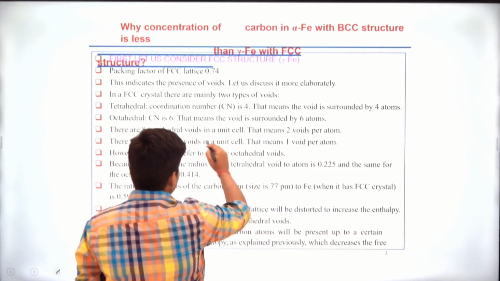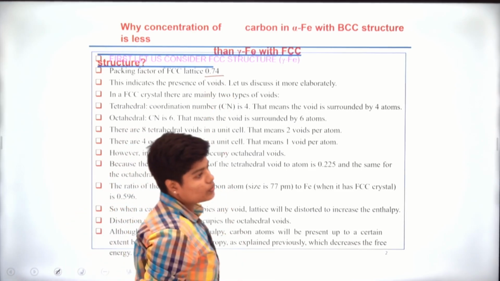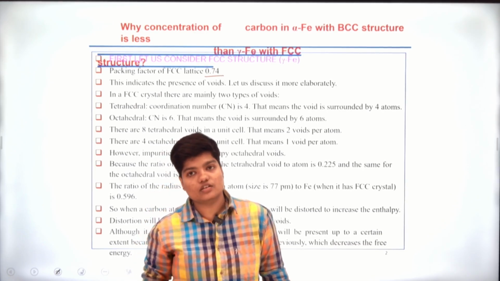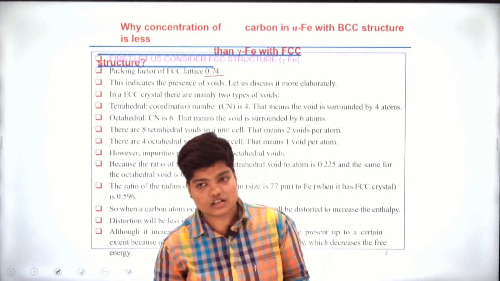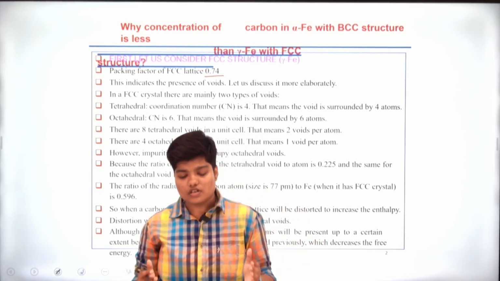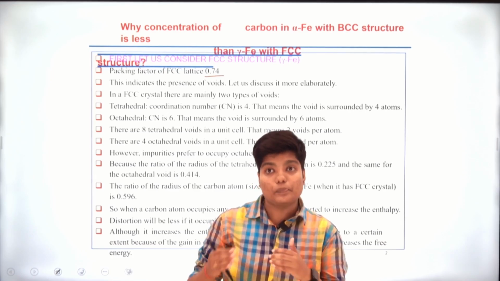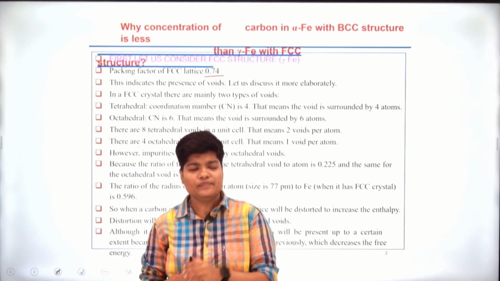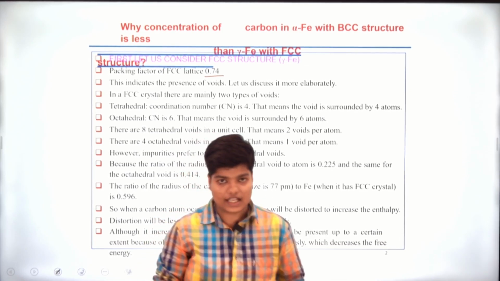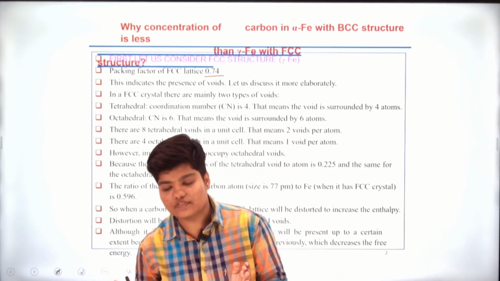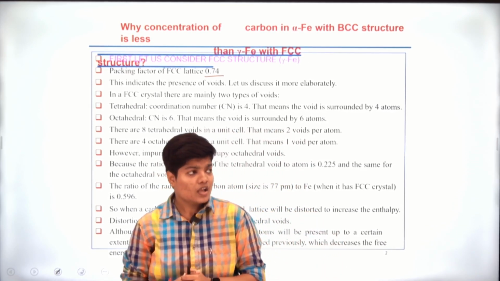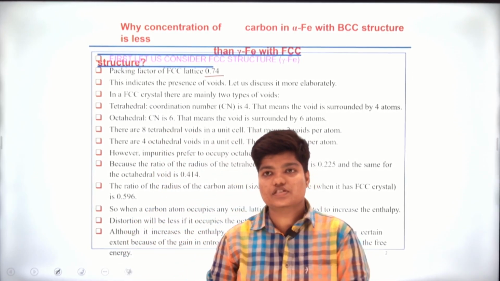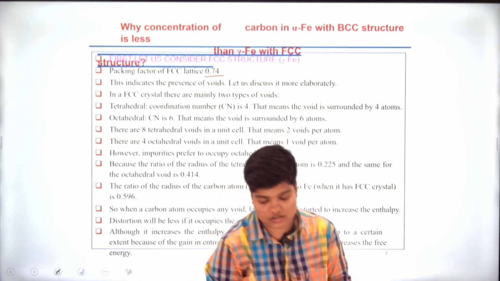We know the packing factor of FCC is 0.74, or we can say the packing efficiency is 74%. Now, what is packing factor or packing efficiency? It means the number of lattice points that can be packed in a unit cell. For FCC it is high, 74%, and it comes from a calculation: the number of lattice points by the total volume of the unit cell. For BCC, the packing efficiency is 68%, and the packing factor is 0.68.